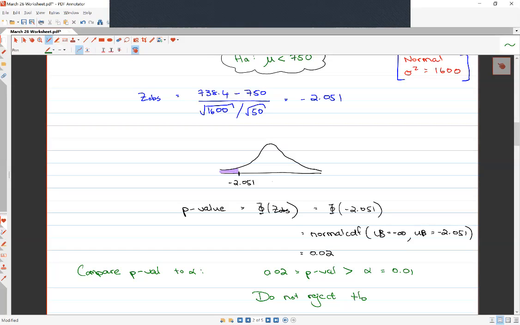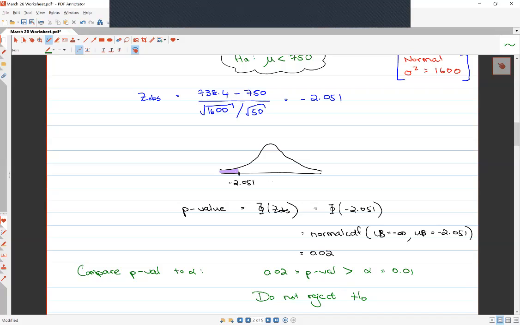Again, you have to state a final conclusion in the context of the problem. If we do not reject the null hypothesis, what that tells us here is we do not have any evidence that suggests the null hypothesis is false. In other words, no evidence to suggest light bulbs do not have an average lifetime of 750 hours. So without collecting any more data, we will assume that the null hypothesis is true.